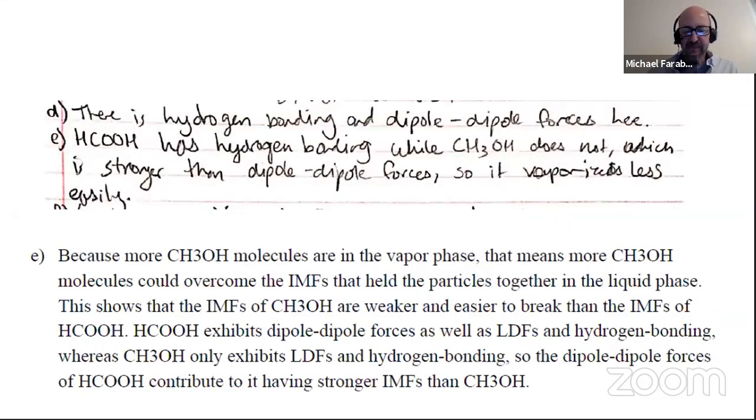All right, here's some concerns and misconceptions. There is hydrogen bonding in HCOOH, while CH3OH does not have hydrogen bonding. Okay, so that's a problem. And then this person says it shows that the IMFs of CH3OH are weaker and easier to break, and mentions dipole-dipole forces that are somehow present in one molecule but not in the other, as if somehow only one molecule has dipole-dipole forces.